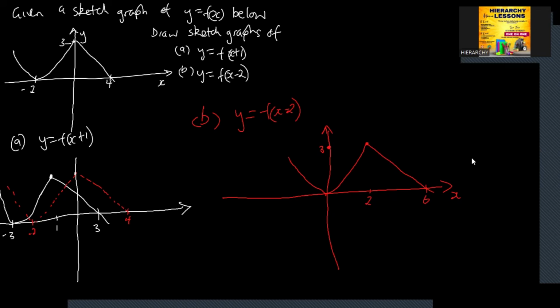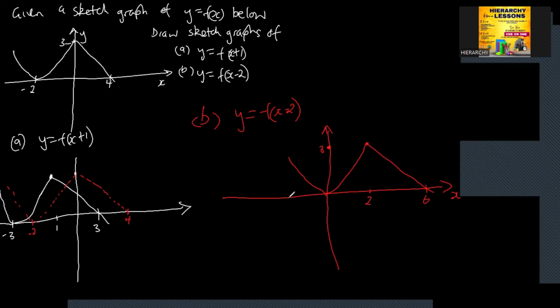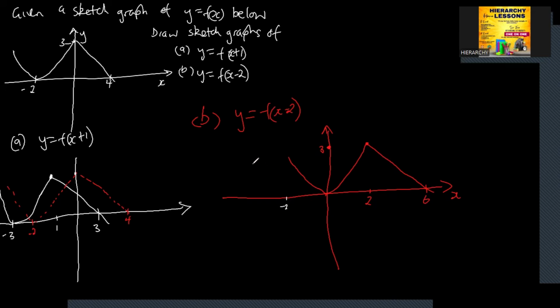Let me draw the original trace so that you can appreciate. The original trace was, let's say, -2, and was something like this, with 4 here. The original trace is the one in white, and the translated one is the one we put in red. So that's how you translate graphs. So this point will be (2, 3). Yeah, that's the point.